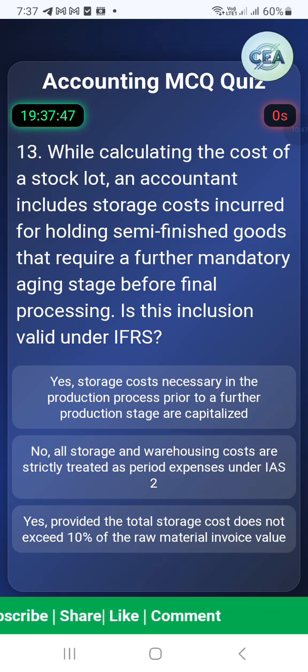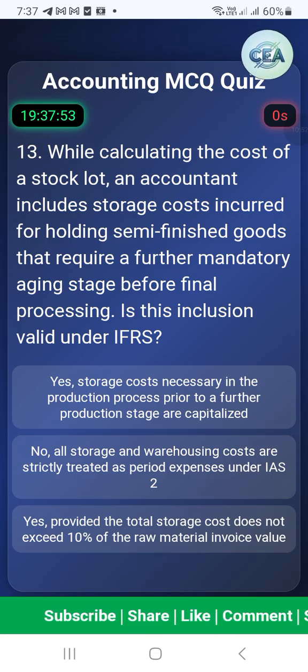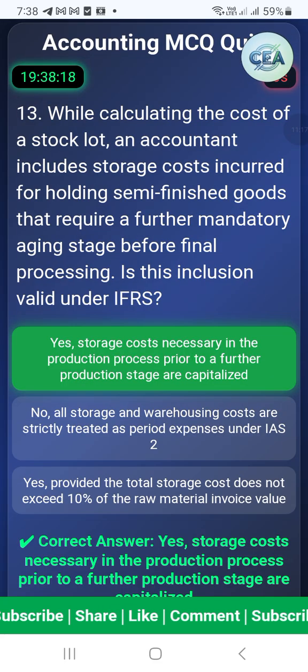Option 1. Yes, storage costs necessary in the production process prior to a further production stage are capitalized. Option 2. No, all storage and warehousing costs are strictly treated as period expenses under IAS 2. Option 3. Yes, provided the total storage cost does not exceed 10% of the raw material invoice value. Correct answer is yes, storage costs necessary in the production process prior to a further production stage are capitalized.